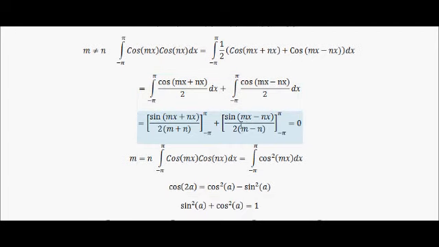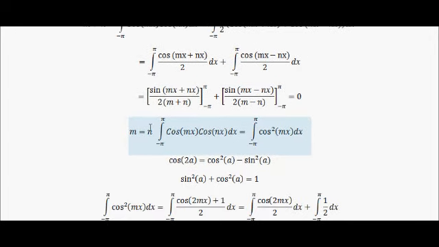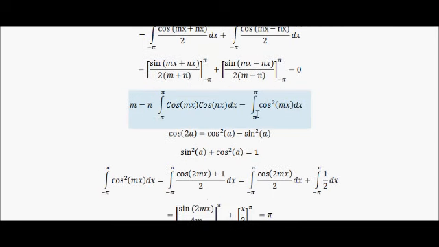If m and n are the same, we've got to do this reasoning again, because obviously if m equals n, then we've got a 0 on the denominator, which is not very good. So we've got to go back to first principles when m equals n. So m equals n here. So obviously I can replace m with n, and I've simply got an integral of cosine squared mx dx.